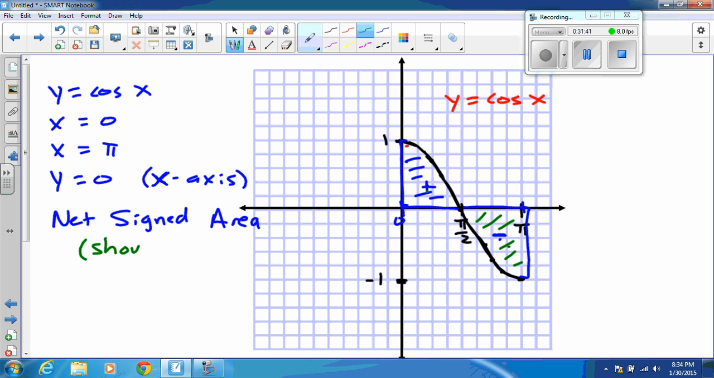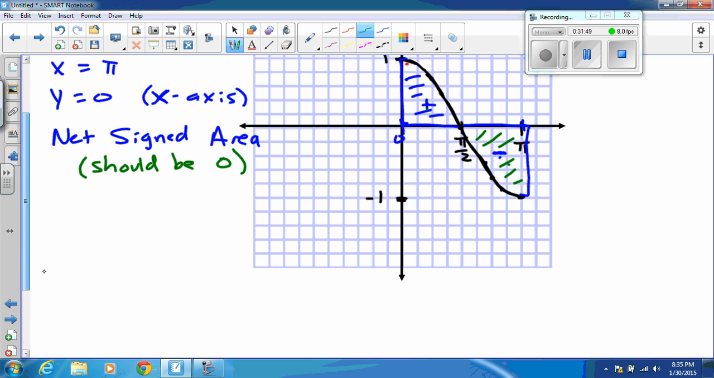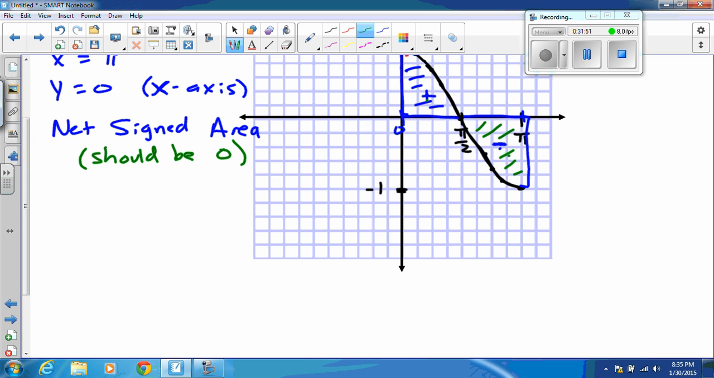And I suspect already that when I compute the net signed area, it looks to me like the positive part and the negative part have equal but opposite areas. So I suspect that my net signed area should be 0 when I add it up. And let's see if that actually happens. So, let's see what we get. We're going to compute net signed area.